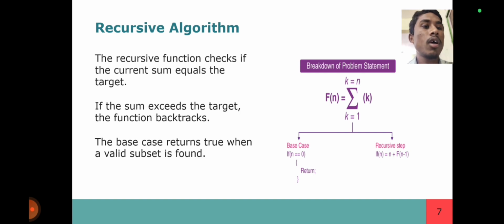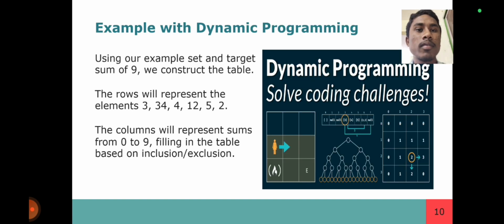Here we break down the problem statement. Here the summation of k from k equals 1 to n of k. Basically these are categorized into two: the base case and the recursion step. If n equals 1, then the function returns 1. Otherwise, f of n equals n plus f of n minus 1.